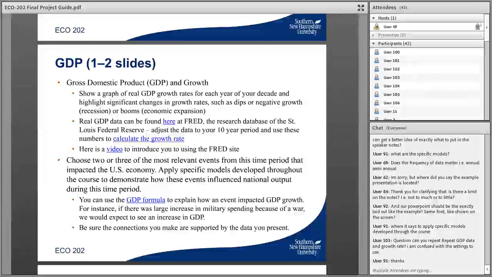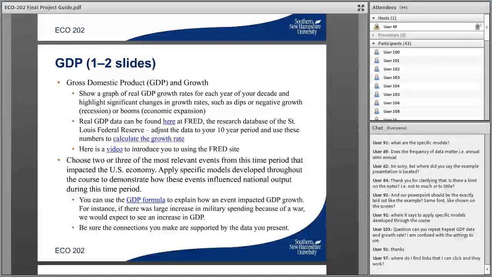Elvin, the settings to use. When you go on FRED, you can just select your 10-year period and you want to have it on an annual basis. And then when you look at FRED on the right-hand corner, you can save and download your graph.